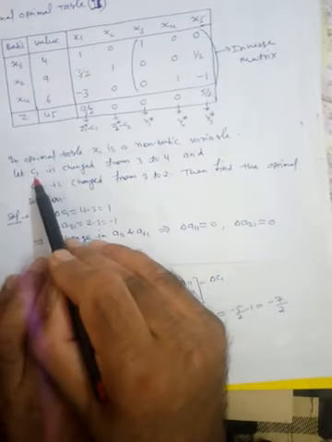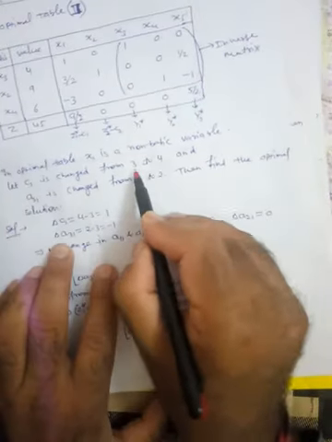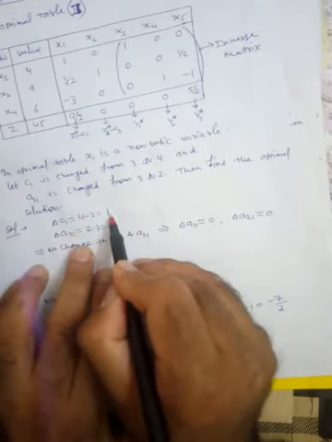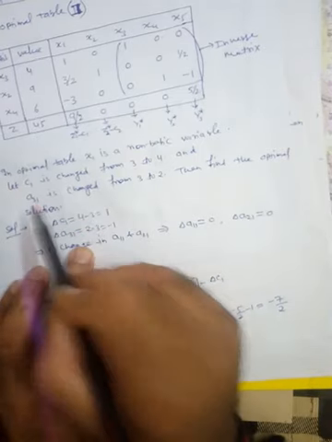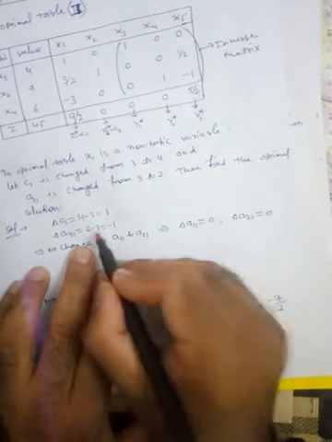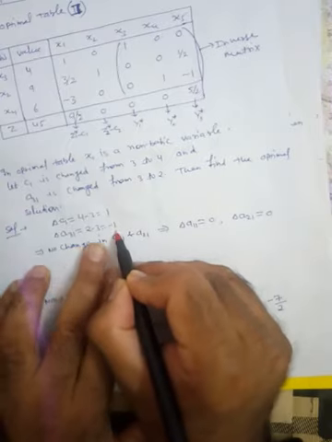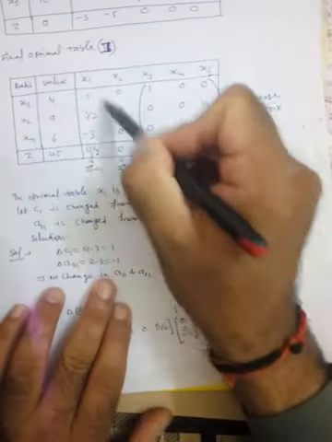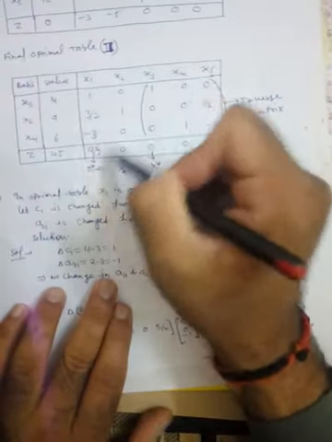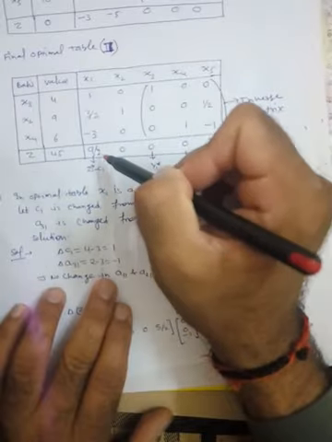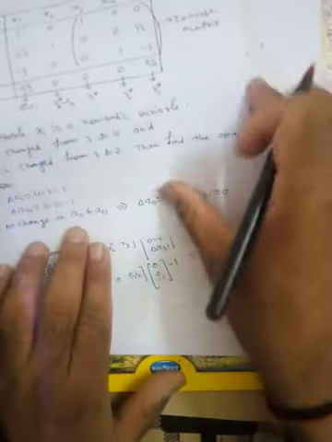In C1, the change is from 3 to 4. That means 4 minus 3 is 1. Similarly, the change in a31 is from 3 to 2. That means 2 minus 3 is minus 1. Fine. So here we are changing this column, we want to do some changes. So what were the changes?